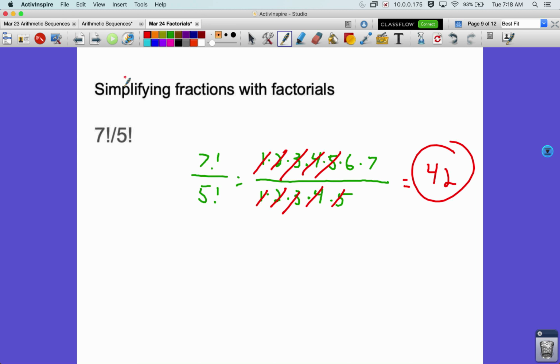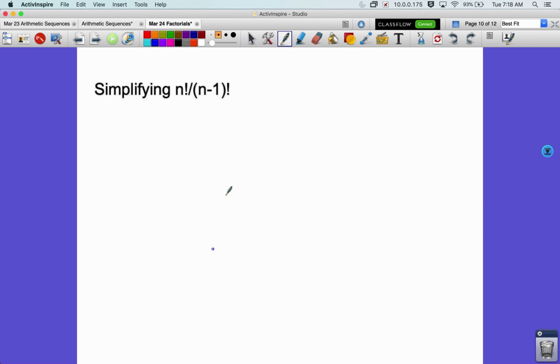All right, and so now that you start seeing these problems, you can start splitting this differently. You could say 7 factorial is equal to 5 factorial times 6 times 7, and then just cancel the 5 factorials directly. But for right now, it's not a bad idea to write them all out. All right, but what about when it's algebraic? So here's something we can say.